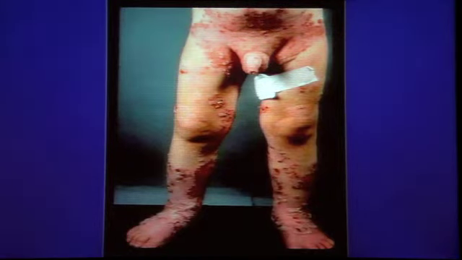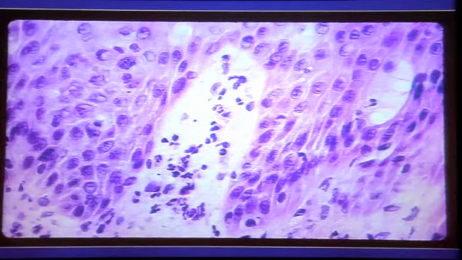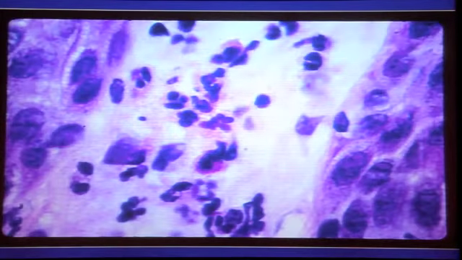So this is a kid, used to be called chronic bullous dermatosis of childhood. We now know it's basically the same process as linear IgA bullous dermatosis. And if you look under the microscope, there's this nice linear deposition of IgA. They get neutrophils. It looks a lot like DH histologically. But when you do the immunofluorescence, you'll see the linear IgA.